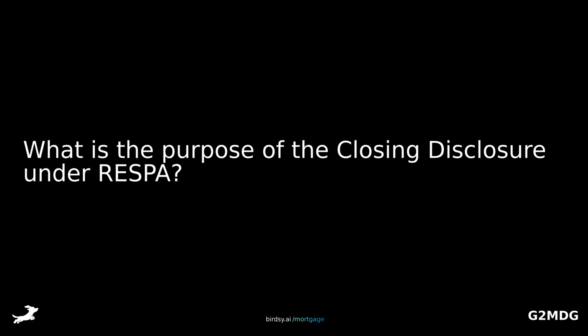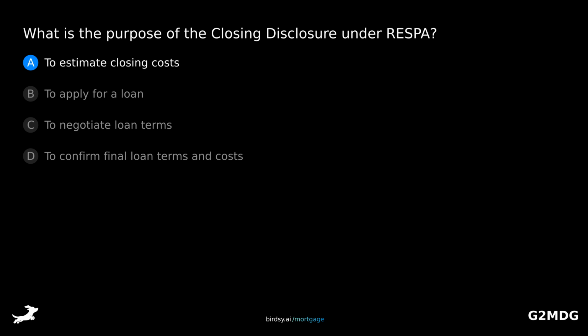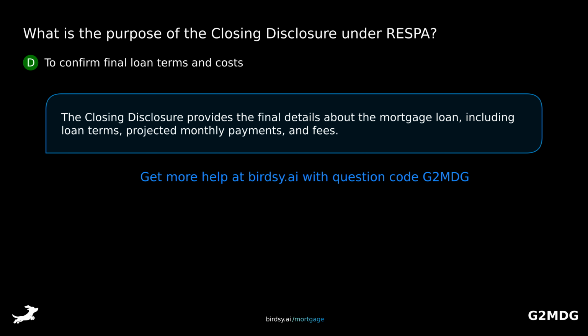What is the purpose of the closing disclosure under RESPA? Is it A, to estimate closing costs, B, to apply for a loan, C, to negotiate loan terms, or D, to confirm final loan terms and costs? The answer is D, to confirm final loan terms and costs. The closing disclosure provides the final details about the mortgage loan, including loan terms, projected monthly payments, and fees.